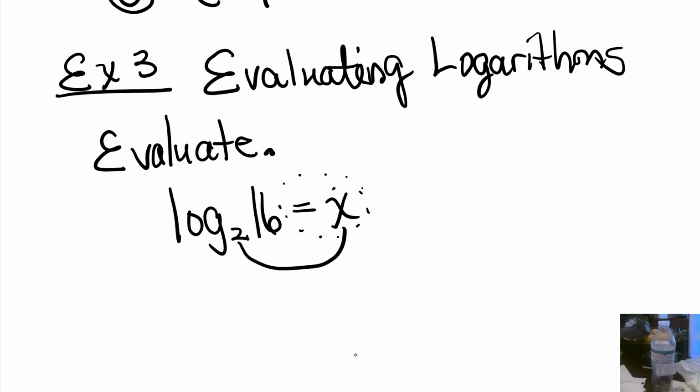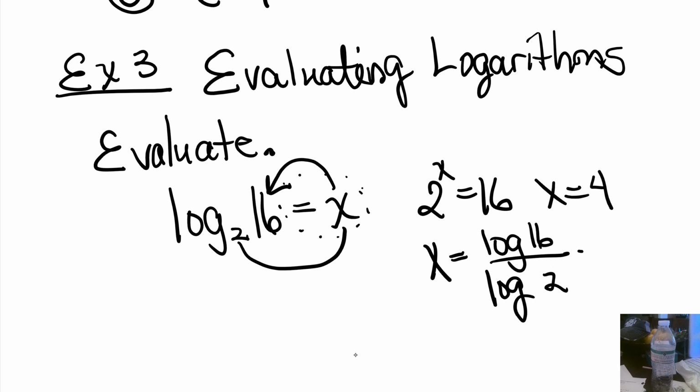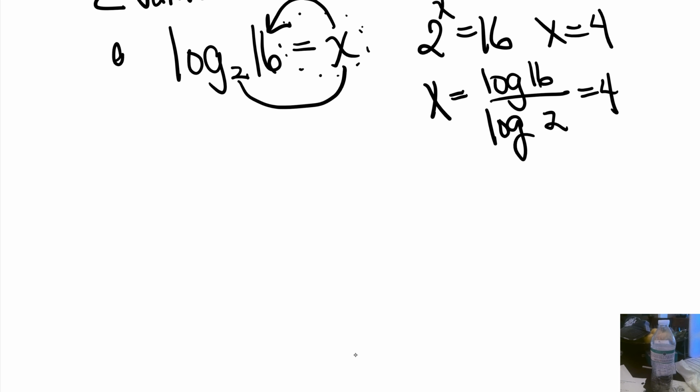So 2 raised to what power is 16? Now I have 2 raised to the x is 16, and I know that x has to be 4. If I don't know that, then I drop the x down and set that equal to the log of the number on the right-hand side, which is 16, divided by the log of 2. And you should get 4. All right, so this is example A.